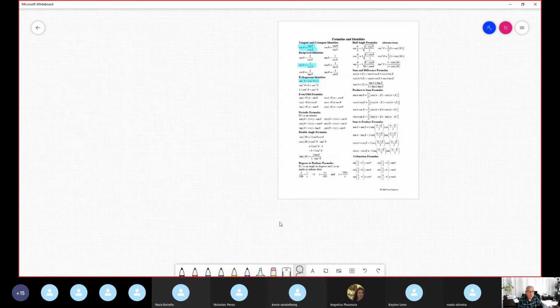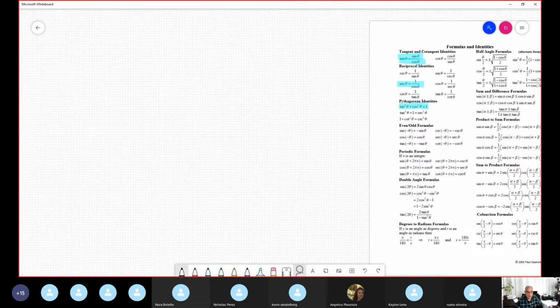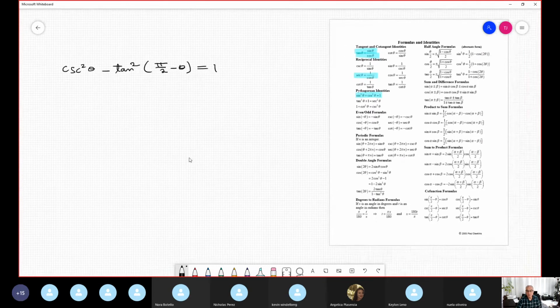Let's move on to the next identity, que is cosecant square. I need to prove que cosecant square theta minus tangent square pi over 2 minus theta is equal 1. Again, I see cofunctions. You see pi over 2 minus something.